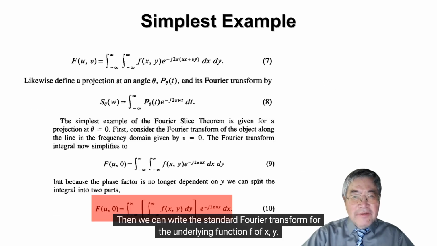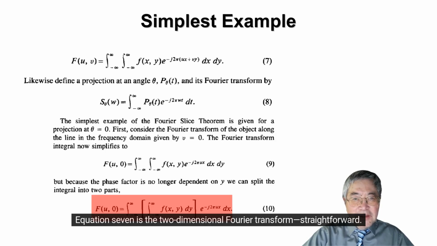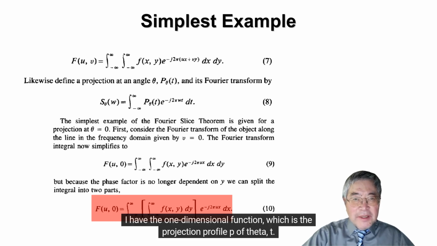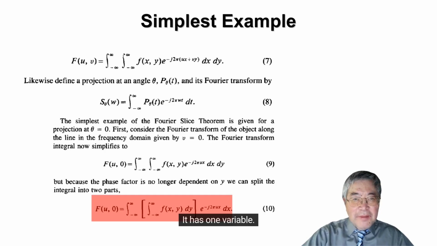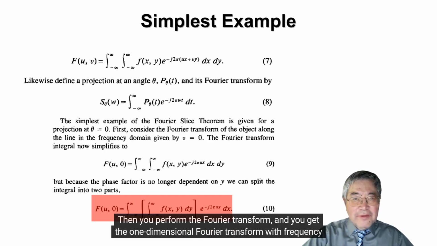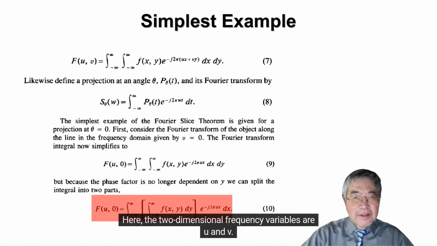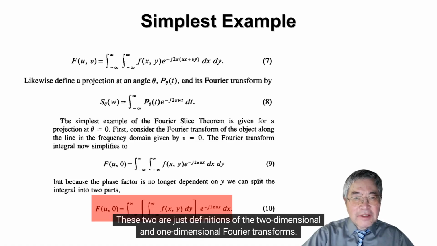Then we can write the standard Fourier transform for the underlying function f of x, y. Equation 7 is the two-dimensional Fourier transform, straightforward. Let me write the one-dimensional Fourier transform, just the definition, equation 8. I have the one-dimensional function, which is the projection profile p of theta t. It has one variable. Then you perform the Fourier transform and you get the one-dimensional Fourier transform with frequency variable w. Here the two-dimensional frequency variables are u and v. These two are just definitions of the two-dimensional and one-dimensional Fourier transforms.